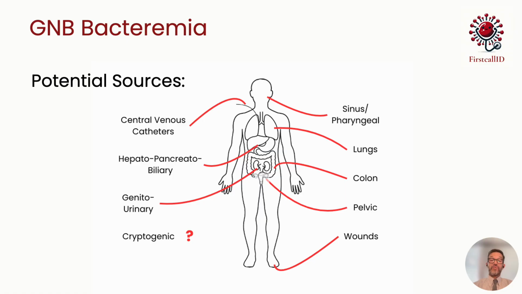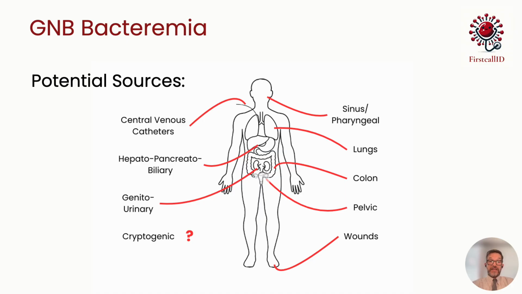Now here is an exquisite diagram illustrating the common causes or sources of a gram-negative bacteremia. So central venous lines or catheters, such as dialysis lines or PICC lines, sinus or pharyngeal infections, head and neck infections in general, hepatopancreatobiliary infections, predominantly associated with biliary tract obstruction. Pulmonary infections rarely can lead to a gram-negative bacteremia.